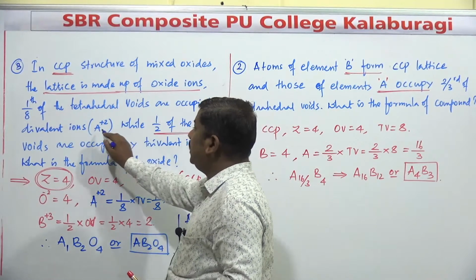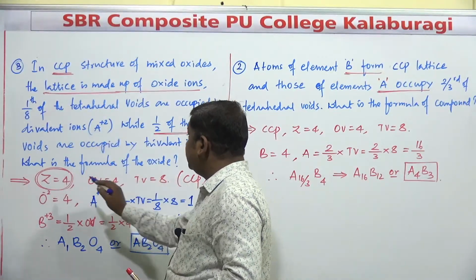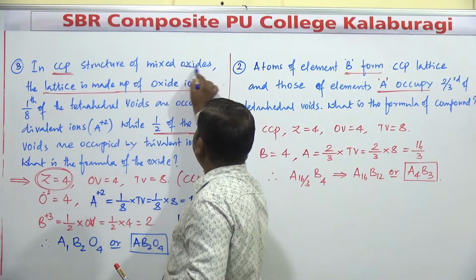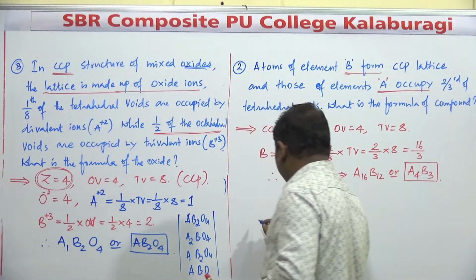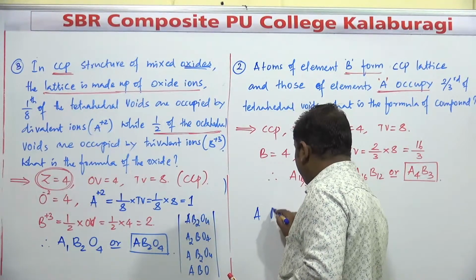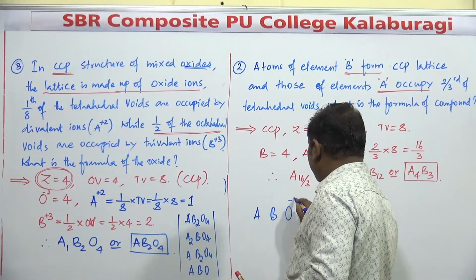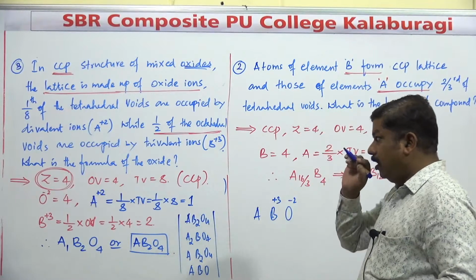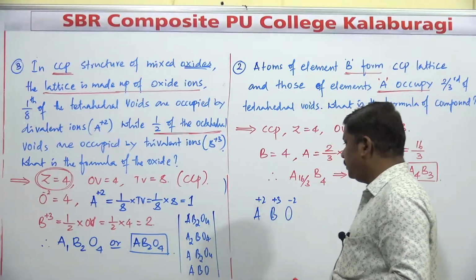What is the charge present on A? Plus 2. The charge present on B is going to be how much? It is going to be plus 3. And the charge present on the oxide is going to be how much? It is minus 2. So this is A, this is B, this is O, which is minus 2. B has a plus 3 charge. The charge on A is plus 2.